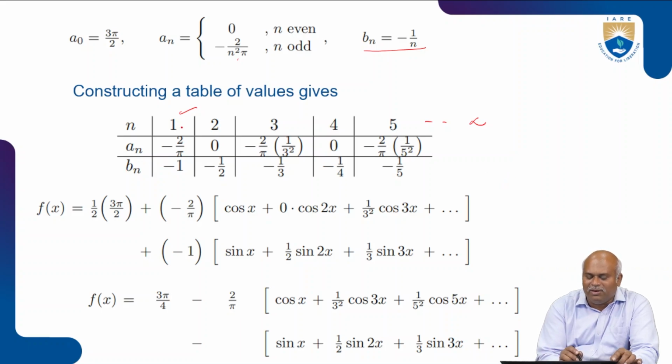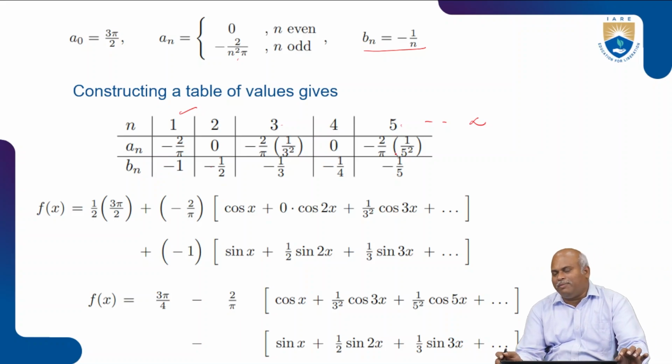So n equal to 1 gives minus 1. n equal to 2 is represented as minus 1 by 2. n equal to 3, minus 1 by 3. n equal to 4, minus 1 by 4. n equal to 5, minus 1 by 5.